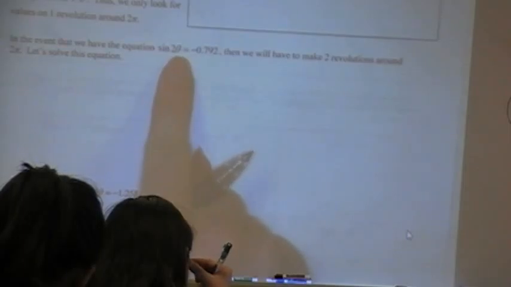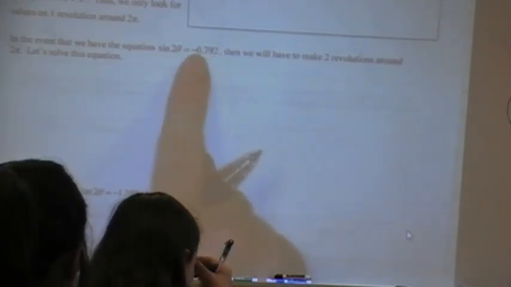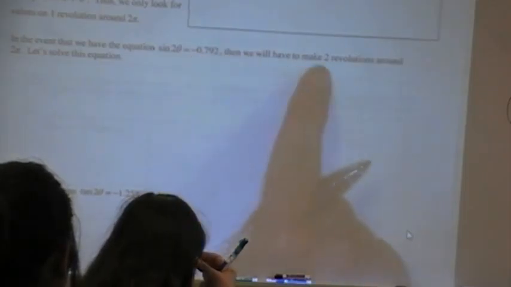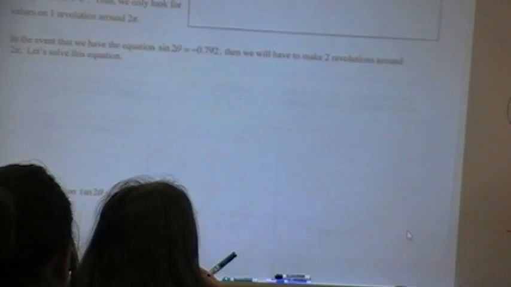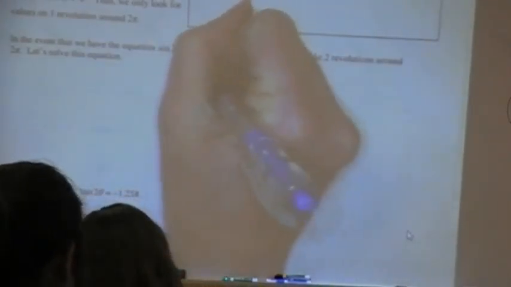Alright, so right here in this event we have an equation, sine of 2 theta. That's a double angle. We could use an identity here, but we're not going to yet. We're just going to solve it like normal. This one, it's telling you it's going to take you 2 revolutions around in order to get all of the solutions that fall in the interval. But we'll see. So let's solve it just like normal. So sine of 2 theta.